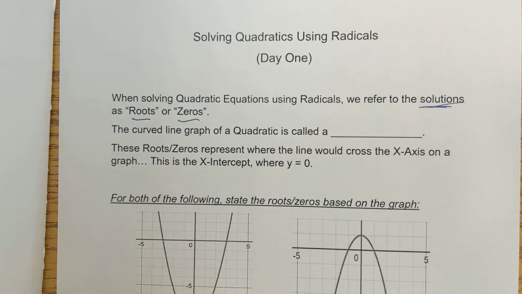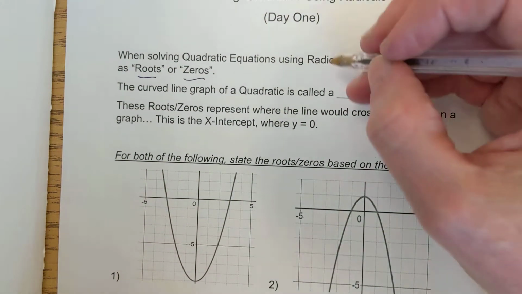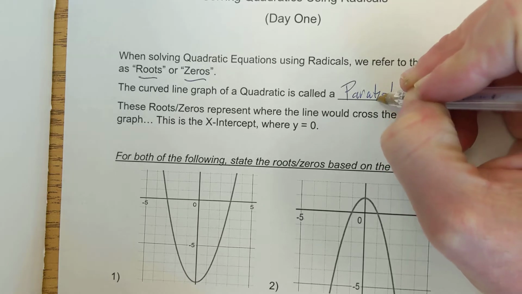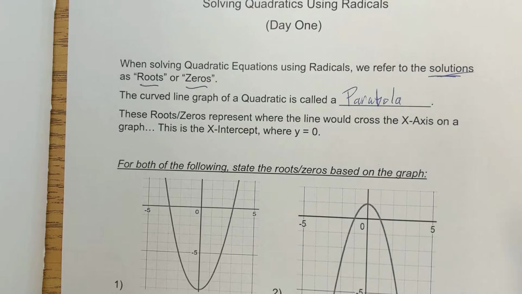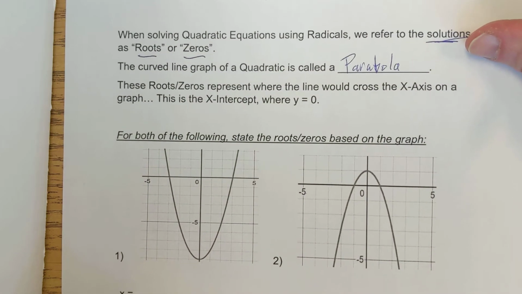All right, the curved line of the graph of a quadratic, which you can kind of see down below here, this is what we call a parabola. And don't worry, you will not have to graph any of those right now. You're just going to look at the graph and look for a couple things based off of it. So you will be given the graph in this unit.